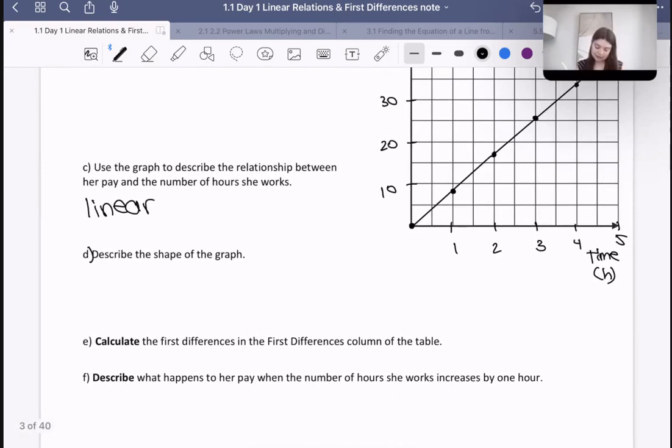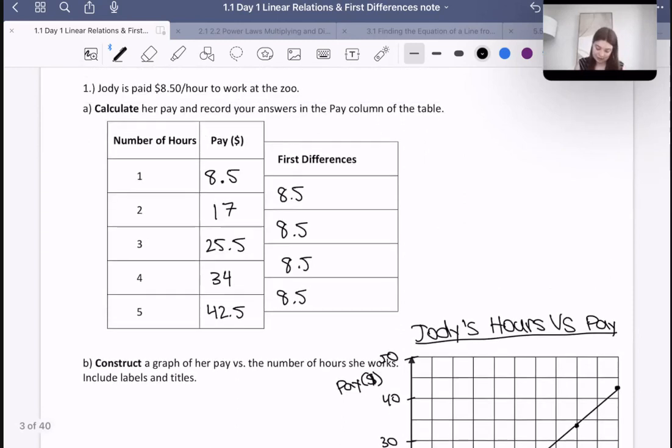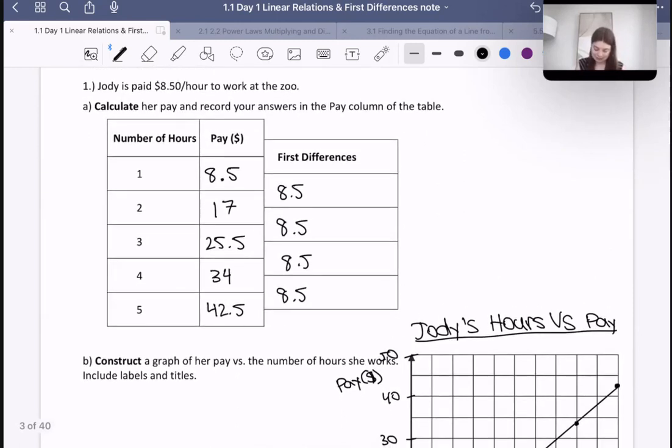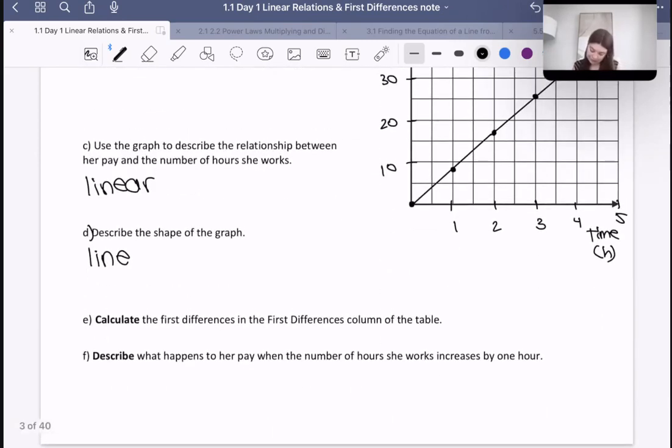And then it says describe the shape of the graph. So the shape of the graph is a line, right? Linear describes the relationship. It's a linear relationship. Line describes the shape of the graph, or what does the graph look like? Oh, the graph is a line, right? So the graph is a line. Then it says calculate the first differences in the first differences column of the table. Oops, well we already did that. We did that in this first part, but that's all right. So that's already done. And then F says, describe what happens to her pay when the number of hours she works increases by 1 hour.